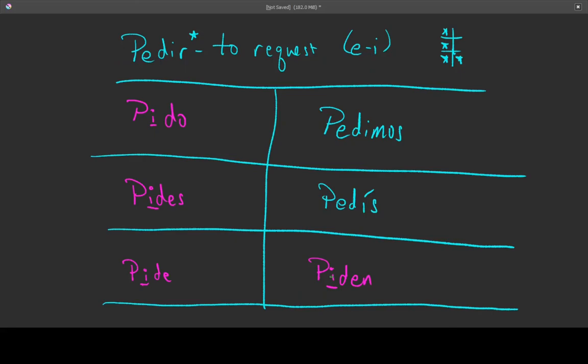Okay, our final verb that I wanted to show you today for the stem changing verbs was pedir, to request, which is an E to I stem change. And here it is in all of its conjugated forms. So once again, E to I stem change only inside the boot. So the yo form, pido. Tú form, pides. Él, ella, usted, pide. Ellos, ellas, ustedes, piden. But outside the boot, nosotros and vosotros are going to be pedimos and pedís.